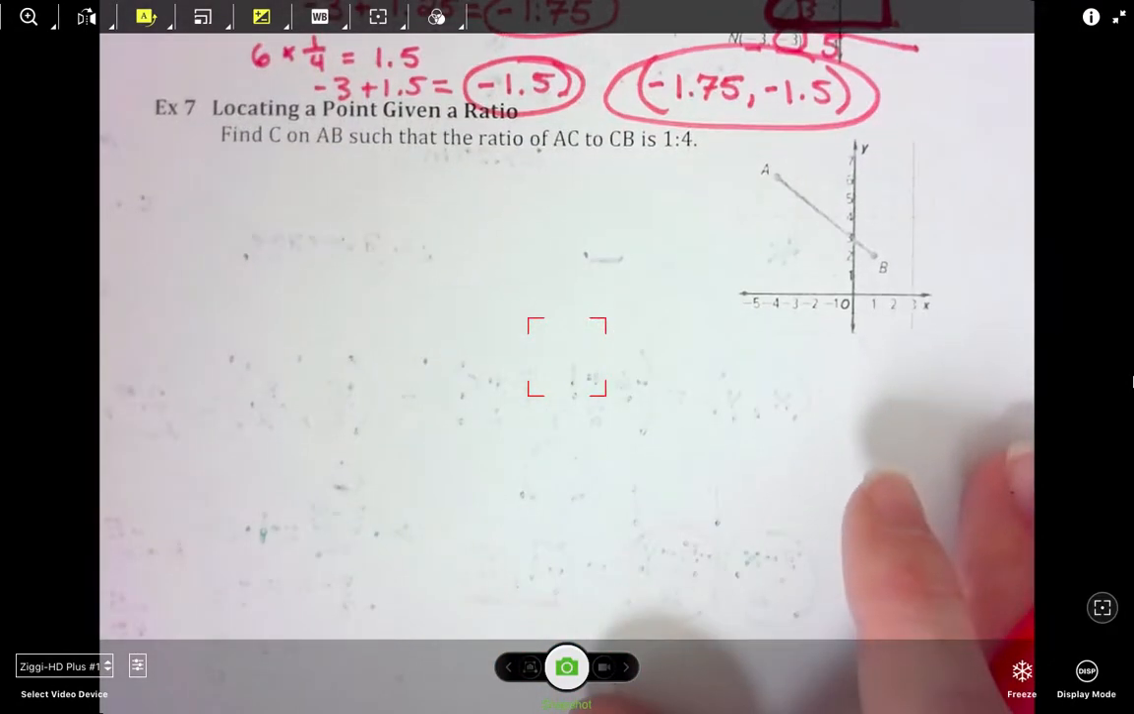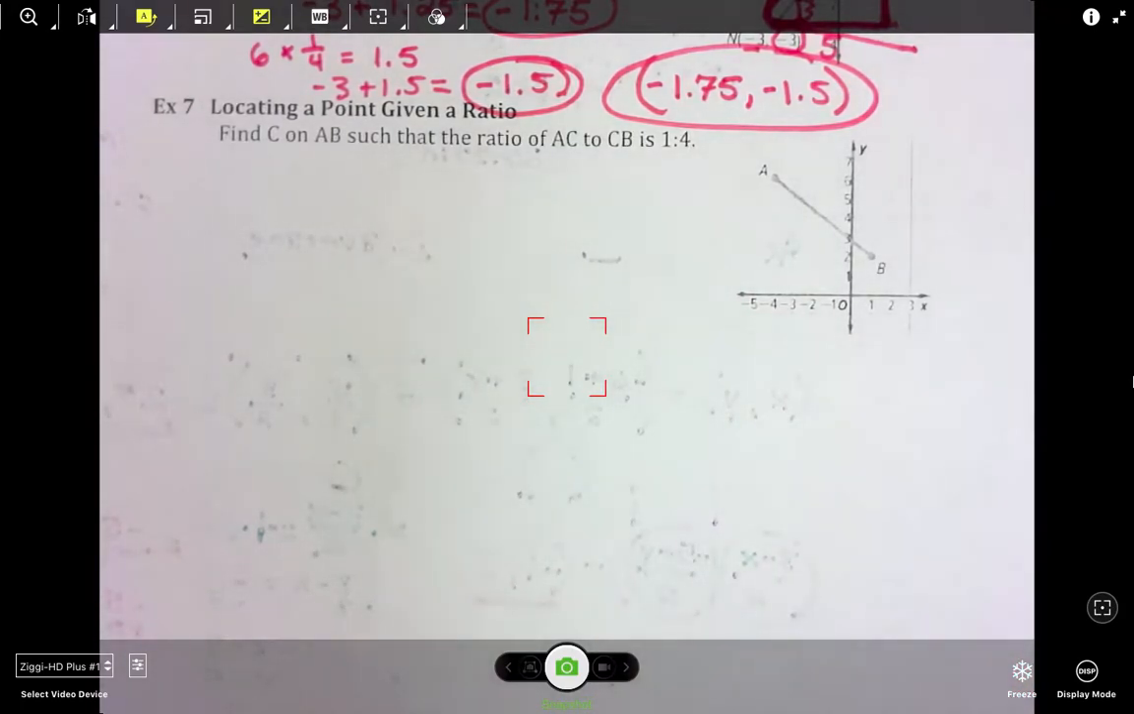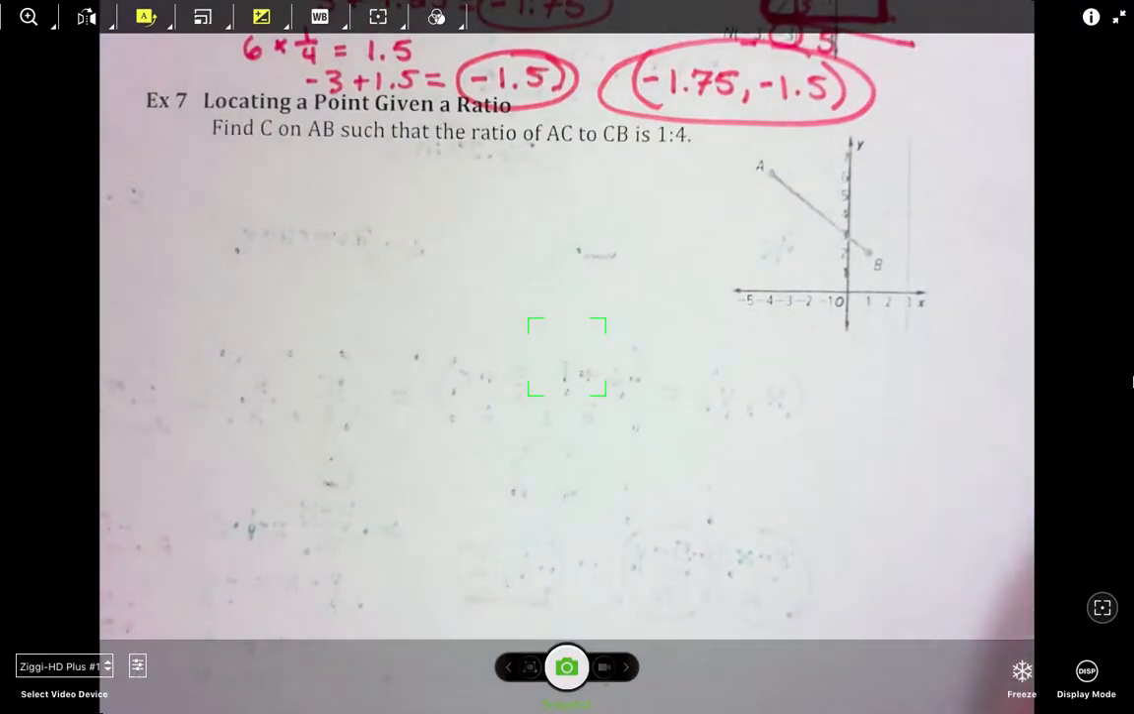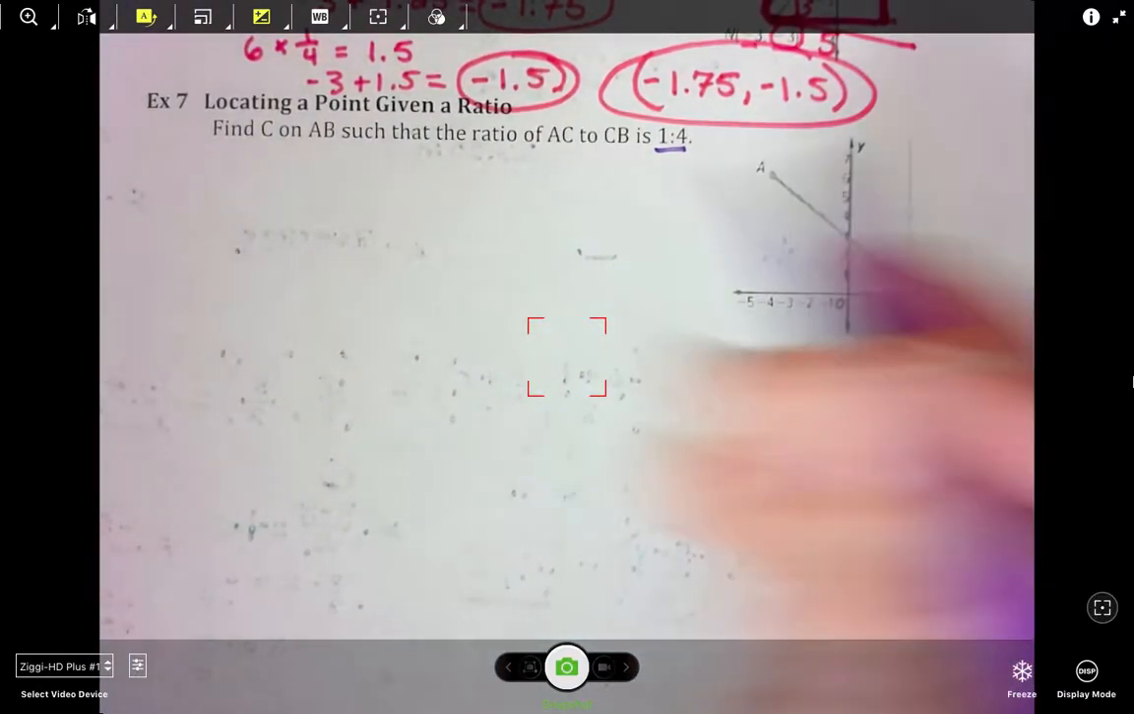All right, the last one is exactly the same thing, except we have a different ratio. So 1 to 4 is what I want my distances to be.